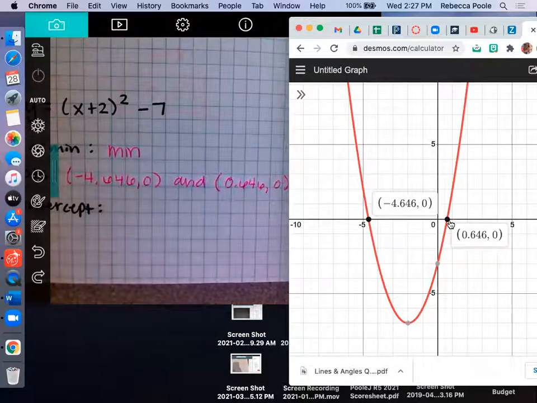There are two x-intercepts. What if there's one x-intercept? Then you just write the 1. If it only touches once, it only touches once. What if there's none? What do you write? None. We feel okay with that?